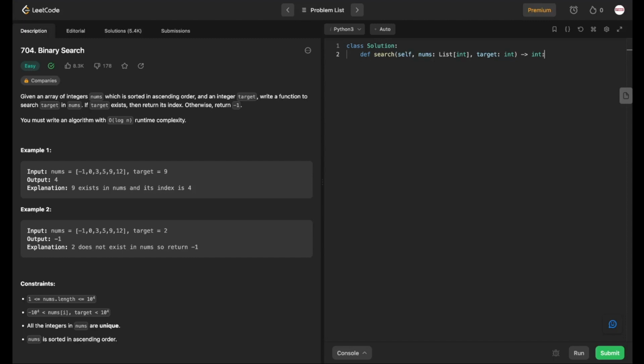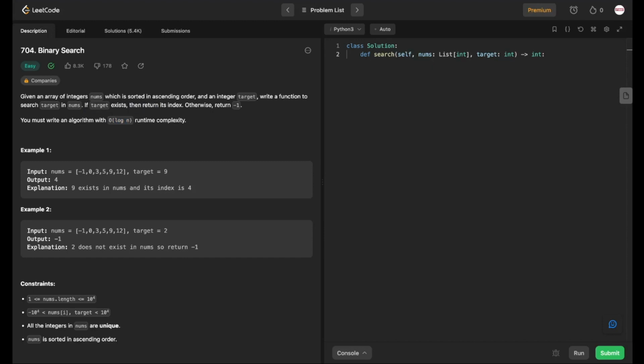Today we're going to learn how to perform the binary search algorithm. Given an array of integers nums, which is sorted in ascending order, and an integer target, write a function to search for target in nums. If target exists, then return its index. Otherwise, return -1. You must write an algorithm with O(log n) runtime complexity.